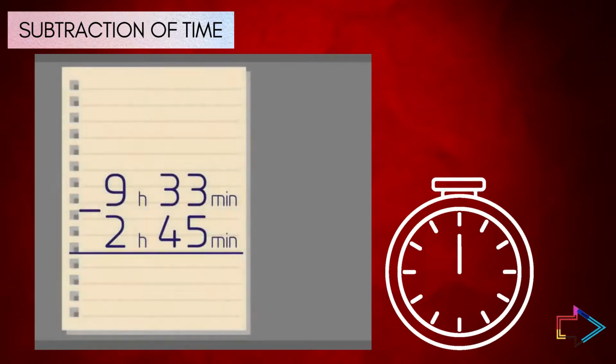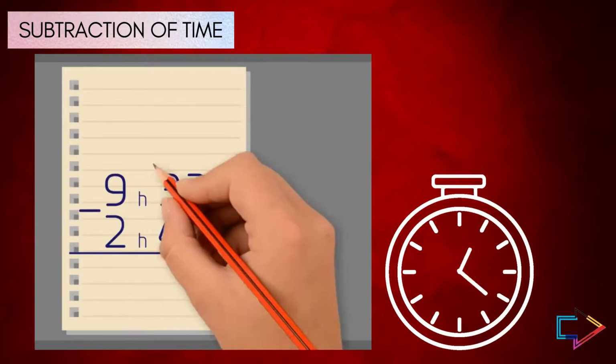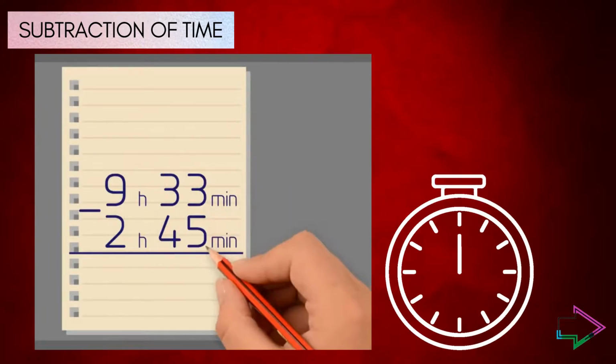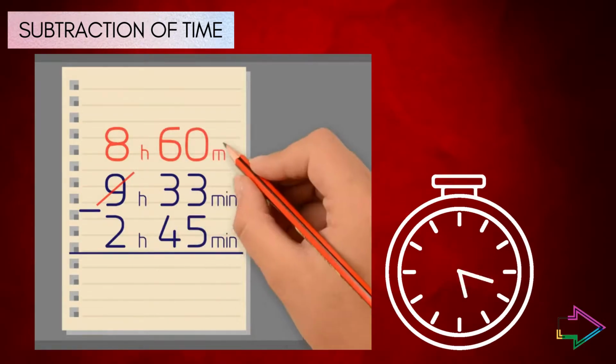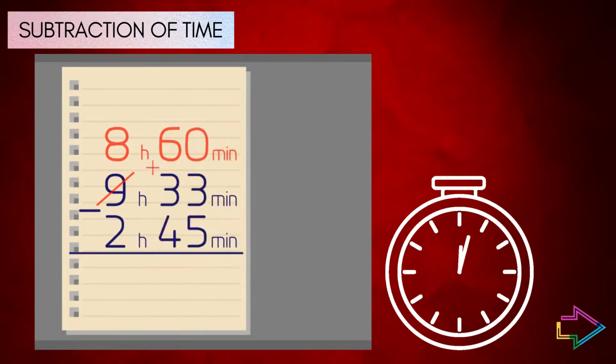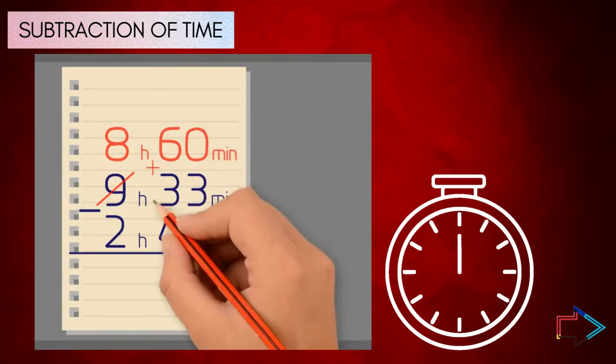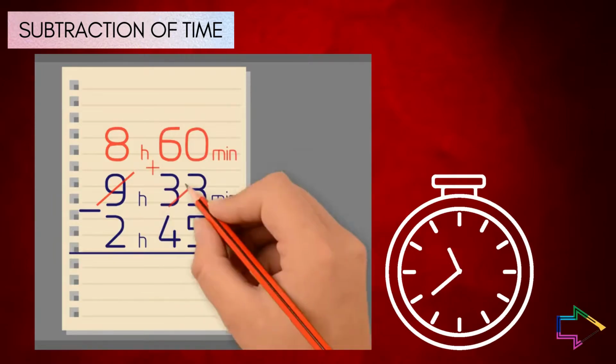Let's try another example. Take a look at the minutes. Because 33 is smaller than 45, and we can't subtract 45 from 33, we need to borrow an hour. We had 9 hours, and now we have 8 hours. Instead of carrying 1 hour, we carry 60 minutes, because there are 60 minutes in 1 hour. 60 plus 33 becomes 93 minutes.